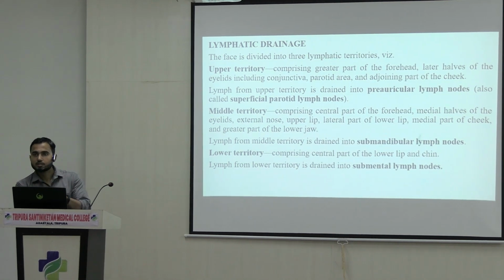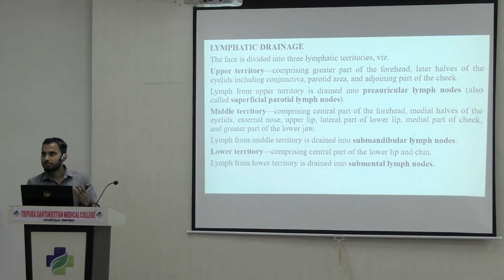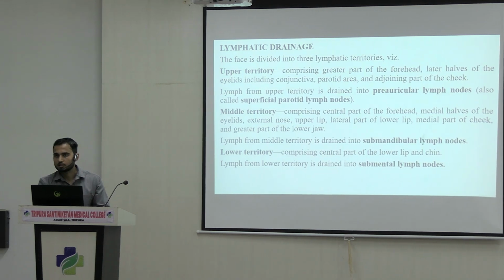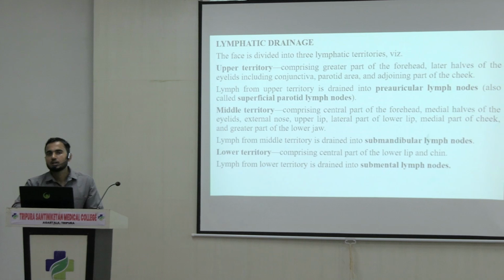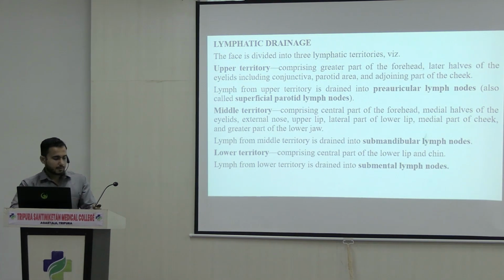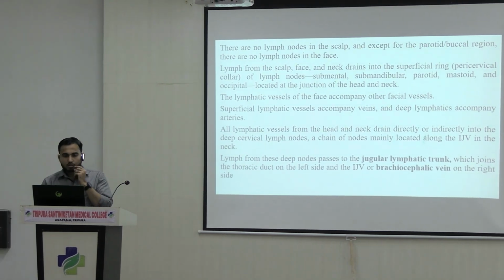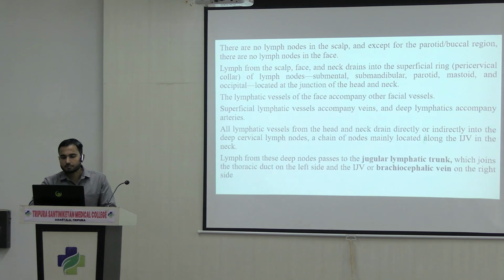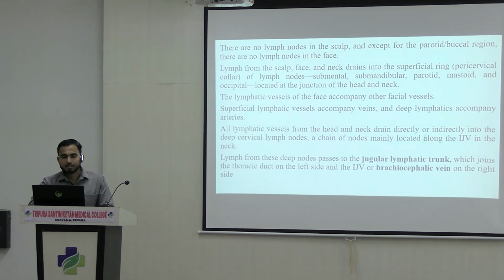Now the question is, when this particular group of lymph nodes is draining the face, where is the lymph going after that? You have to know that, because ultimately it has to reach the venous system. So there are no lymph nodes present in the scalp, except the parotid and the buccal region, and there are no lymph nodes directly in the face also.